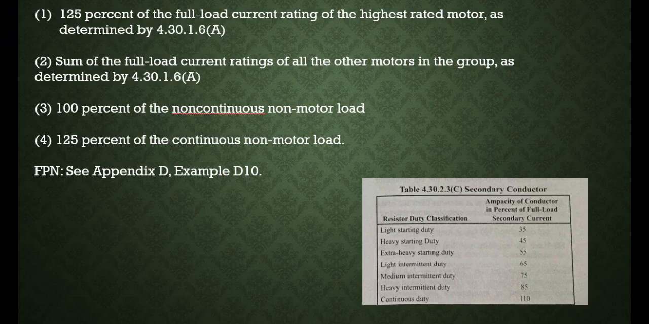So when supplying several motors and other loads, you must calculate the required conductor ampacity by summing 125% of the highest rated motor's full load current, the full load currents of all the other motors, 100% of the non-continuous non-motor load, and 125% of the continuous non-motor load. And as you can see, table 4.32.2.3c details secondary conductor ampacity based on resistor duty classification.